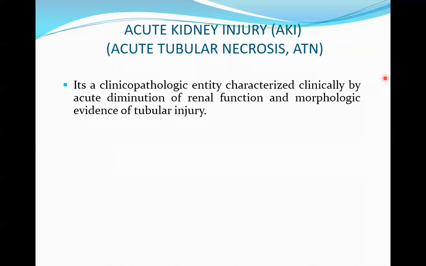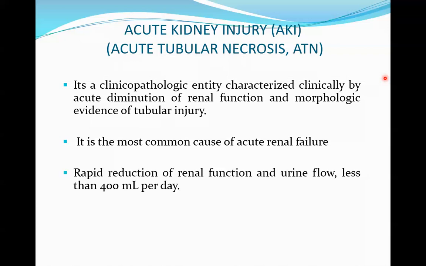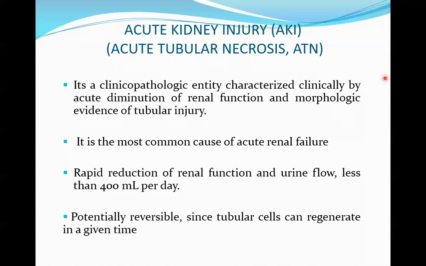About 2 liters, 1.5 to 2 liters. So you have 2 liters of urine per day in a normal looking kidney, right? But if this thing diminishes, means something is going on wrong. So the most important cause of acute renal failure is acute tubular necrosis and a rapid reduction of renal functions and the renal flow less than 400. So we had 2 liters normally, and it is reduced up to 400 ml. This shows that something is going wrong with the tubules.